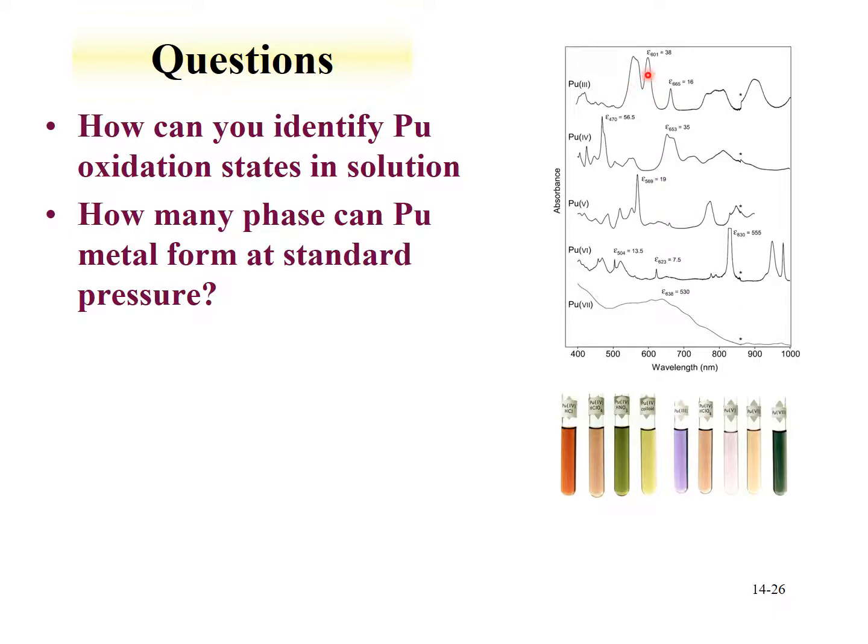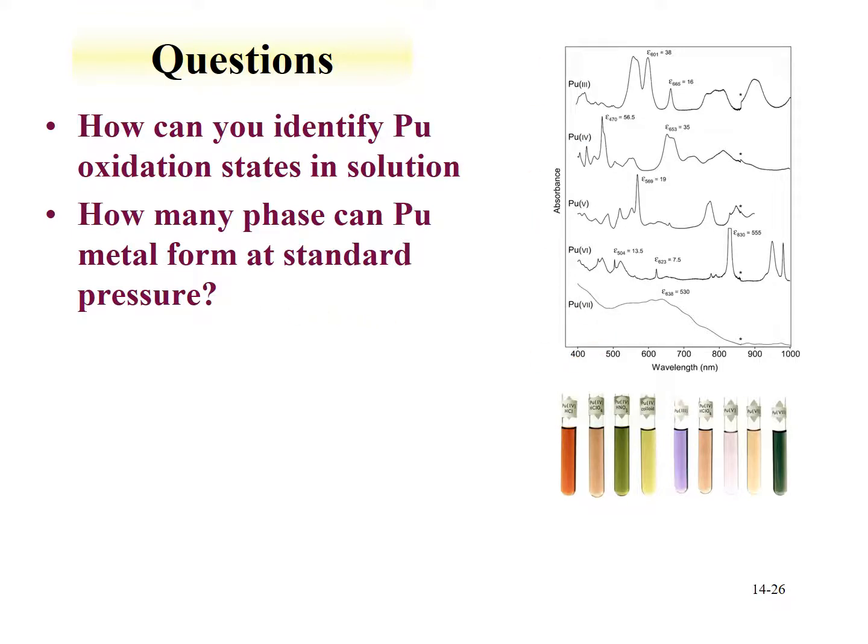So we see 3 has a peak around 600, plutonium-4 closer to 650, and also at 470. Plutonium-5 around 570. Plutonium-6 is a very large peak at 830. Again, with plutonium-4, we see that there's differences in the solution colors. They're depending upon the ligand. We also know that with the colloid, you'll get larger absorbance at the lower wavelengths.